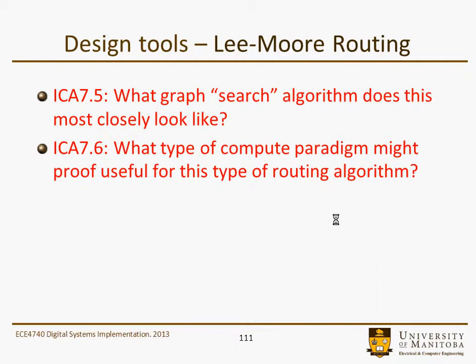So in class assignment 7.5, what graph search algorithm does that most closely look like? And a follow-on question might be, what type of compute paradigm might prove useful for this type of routing algorithm? Hopefully you'll be able to at least say something intelligent about the former, maybe a little less so about the latter.